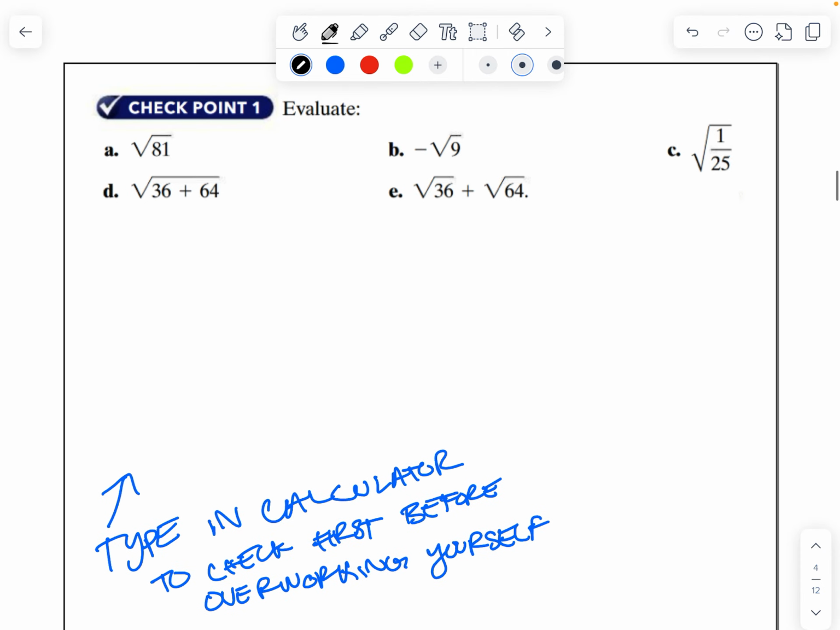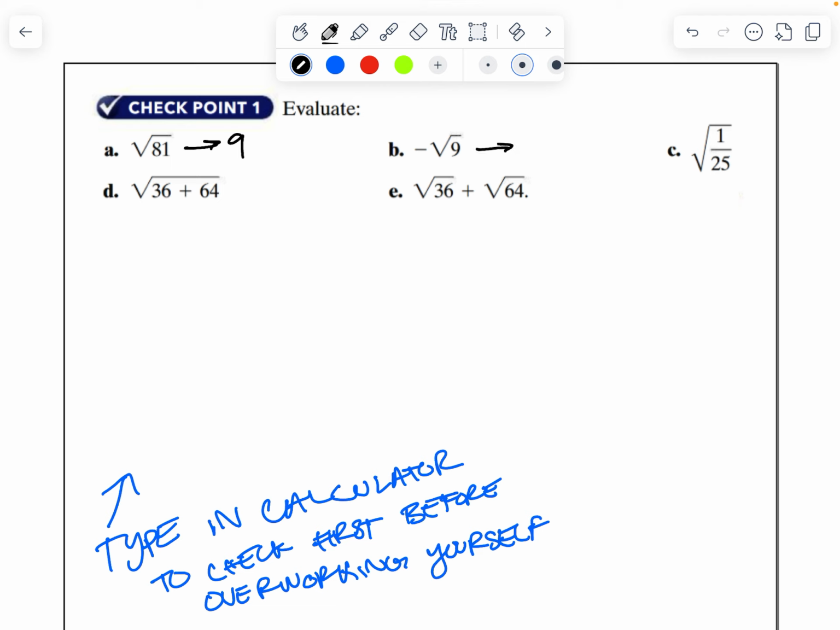Whenever you see a square root problem, the first thing you should try to do is type it in your calculator, because if you could type it in your calculator, that's going to save you a lot of work in the long run. Let's do these in the calculator. And then on the next page, I'm going to show you how to evaluate them if there is no calculator. So this one, again, in your calculator, you hit the square root button, type the number 81, close your parentheses, and the calculator should give you 9.